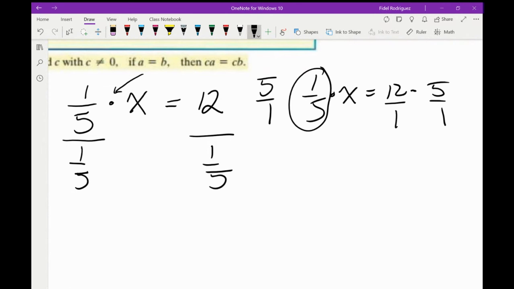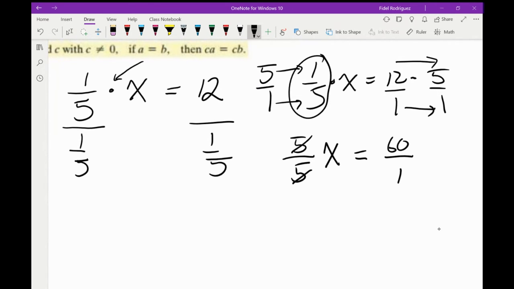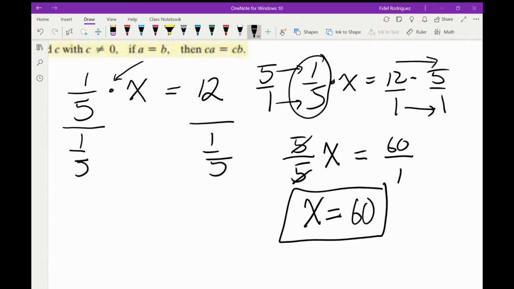Now, the reason why I want to do that, remember how we multiply fractions? We just go straight across. Okay? So 5 times 1 is 5. 1 times 5 is also 5. Here's my x. Okay? 12 times 5 is 60. 1 times 1 is 1. And then finally, well, this 5 divided by that 5 is just a 1x or just an x. And 60 divided by 1 is just 60. And if you notice, my x is by itself.